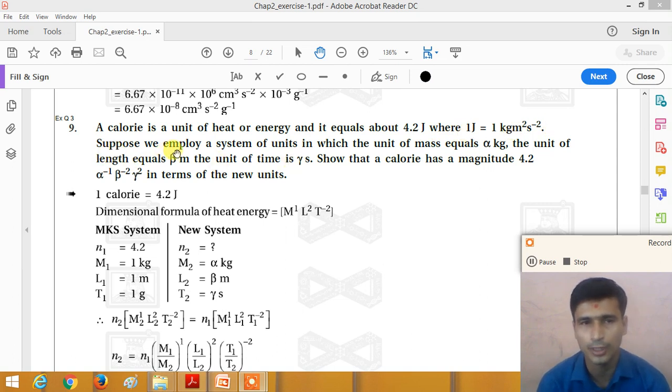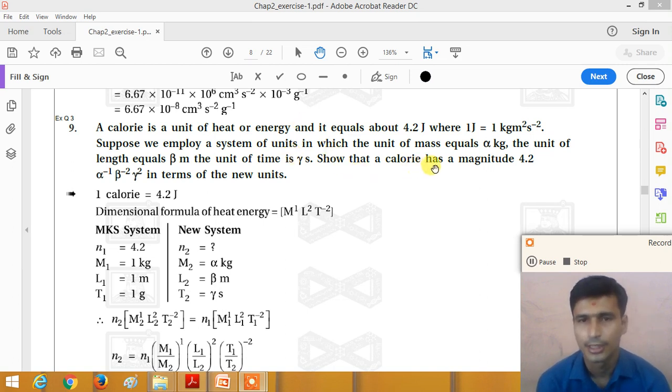Now suppose we employ a system of unit in which the unit of mass is equal to alpha kg. Suppose we derive a new system of unit and in that we take the unit of mass equal to alpha kg, the unit of length equal to beta meter, and the unit of time is gamma second, right? So suppose we consider a new system of unit where the unit of mass is taken as alpha kg, unit of length is taken as beta meter, and unit of time is taken as gamma second.